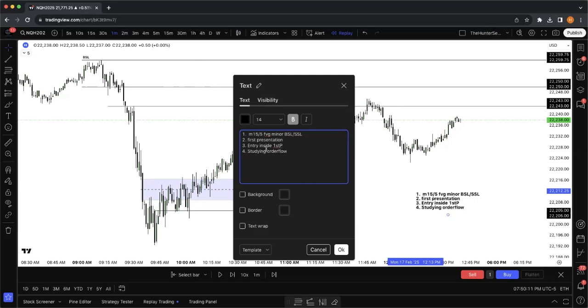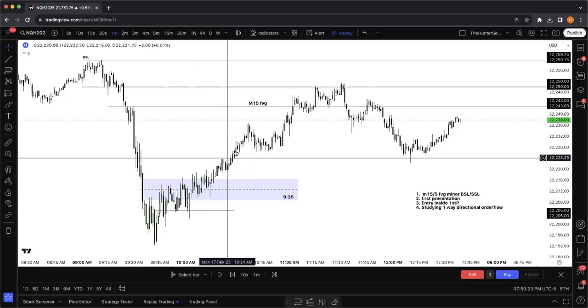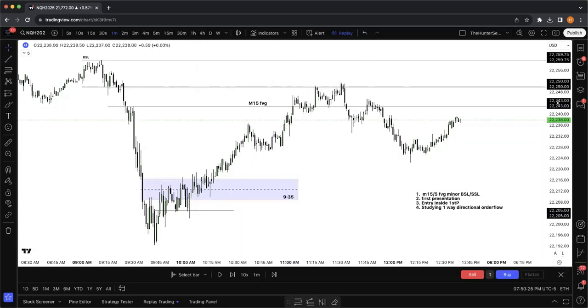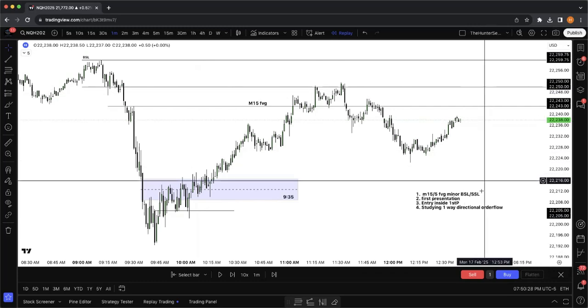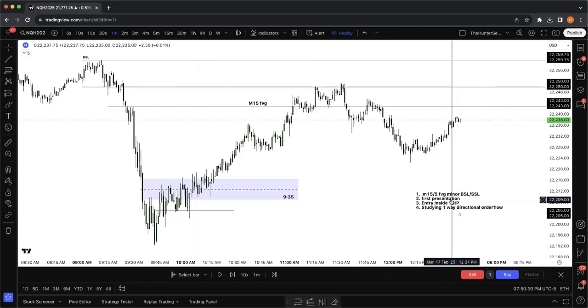And then 4, you are going to be studying order flow. You're going to study one-way directional order flow, okay, which is this. One swift motion. And what I would do is I would download this picture, take a screenshot of it, and I would log it just like that. And boom, it's filed away.